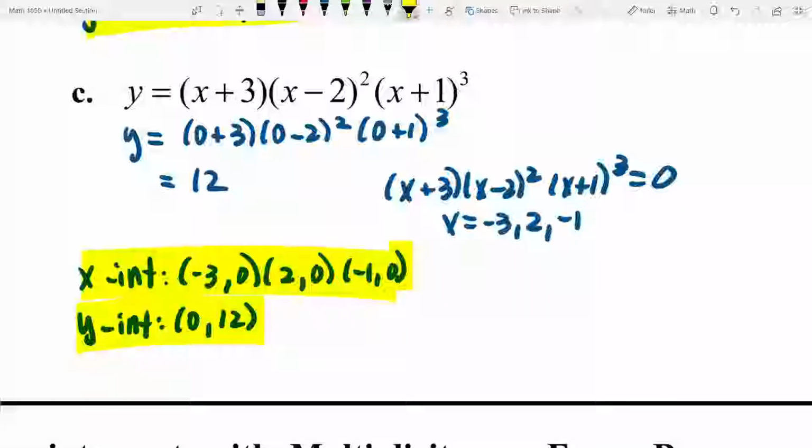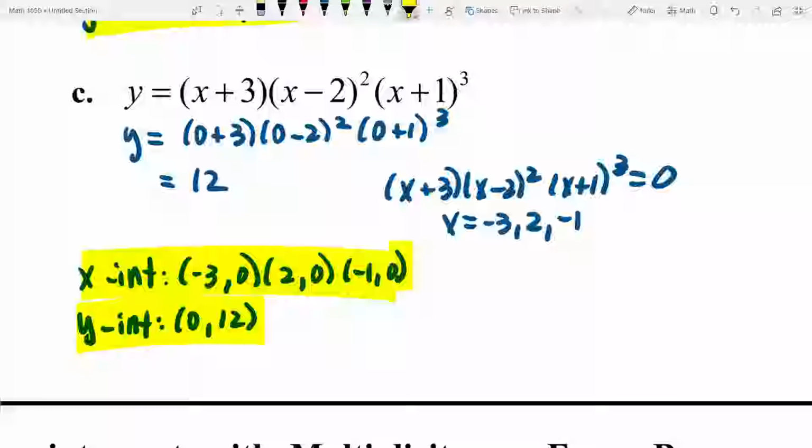In terms of finding them, no, it does not matter. In terms of graphing them, we're going to make a connection right now, what that means. It does affect the graph, but it doesn't affect the value of the x-intercept.